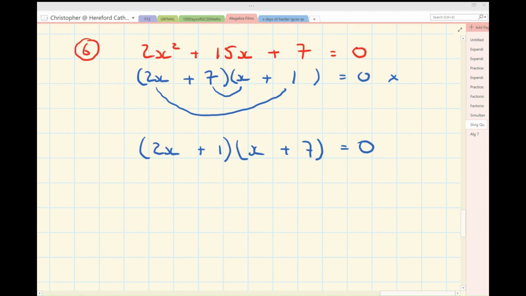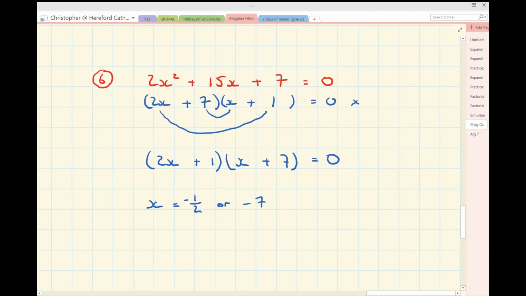And now I need to write down my two answers. Well, what values of x will make the first bracket equal to 0? What value of x makes 2x plus 1 equal to 0? The answer is that x would have to be minus a half. And what value of x would make the second bracket equal to 0? The answer is minus 7.